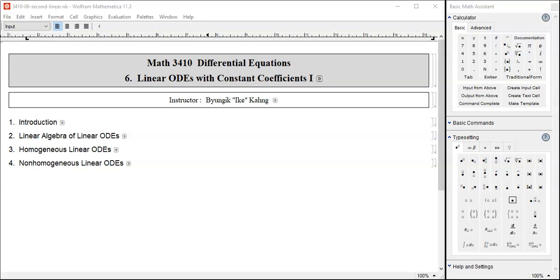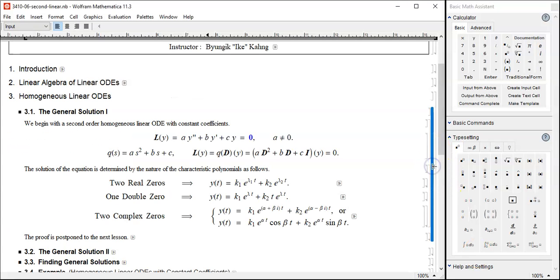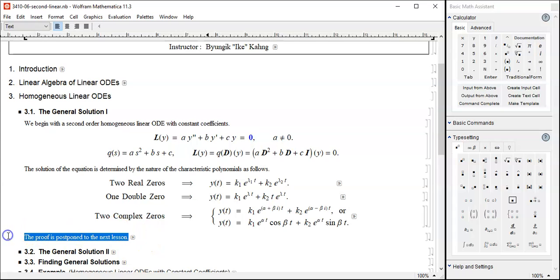Hello students, welcome back. Let's go to section 3 and actually start solving some differential equations. This is our bag of tricks, so to speak. And the proof is postponed until the next lesson. So let's not worry about these. We're going to prove these in chapter 4 along with the more general case, the nth order. For now, let's just use them.